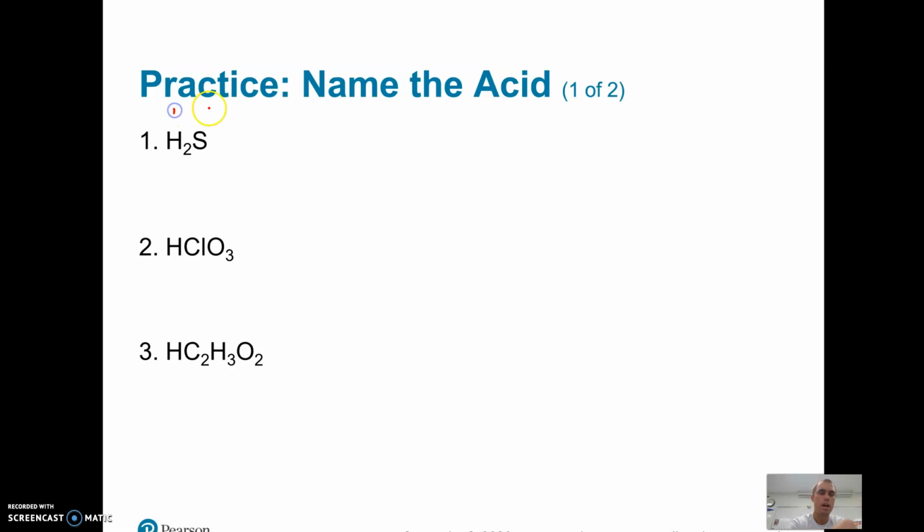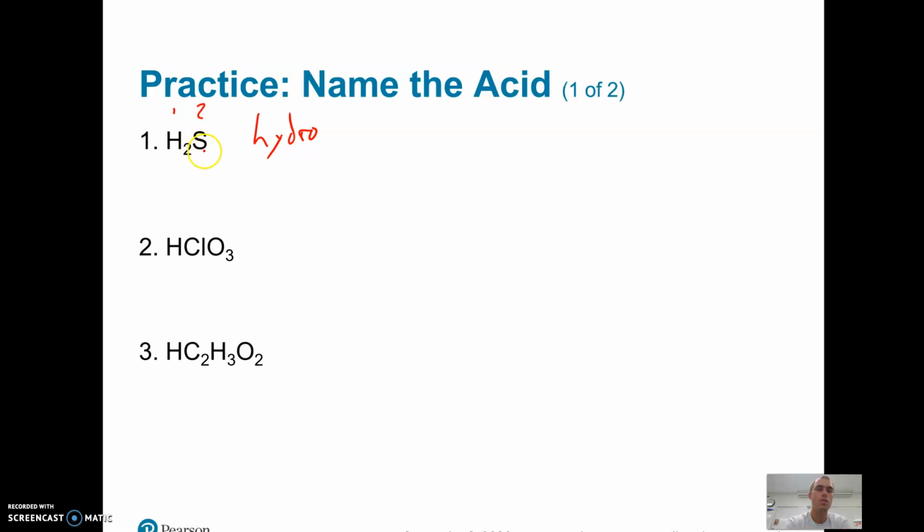This is a binary acid, because we only have two elements. So we have hydro. Actually, before I finish this, if you want to, pause the video and solve these three on your own for a little bit of practice. Now would be a good time to do that before I get too far. Once you come back, we can talk about the answers.